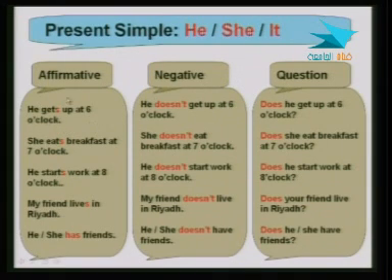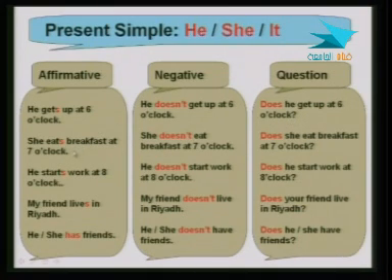So look at the verb in the affirmative form. It ends with S here. It says he gets up at 6 o'clock, and the negative of that sentence is he doesn't get up. Again, notice the S is dropped. It doesn't exist here because it's in the negative form. So he doesn't get up at 6 o'clock. It also doesn't exist when we make a question. So, does he get up at 6 o'clock?